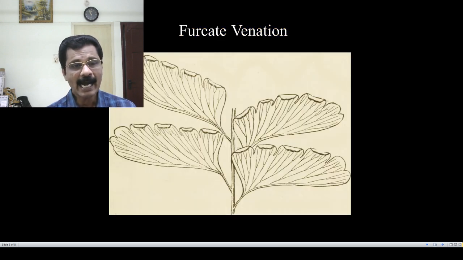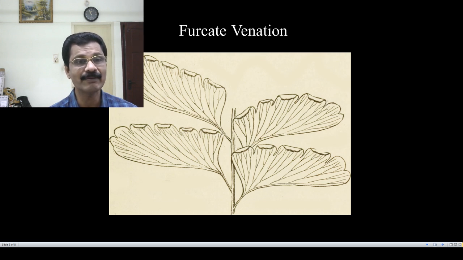And another one is called furcate venation. This furcate venation is seen in pteridophytes, especially ferns. There you can see this type of venation, furcate, bifurcation. That means the veinlets, if you can see here, one vein divides into two after a certain period of growth, and each one again divides into two. This bifurcation, this type of venation, we call furcate venation, seen in ferns.